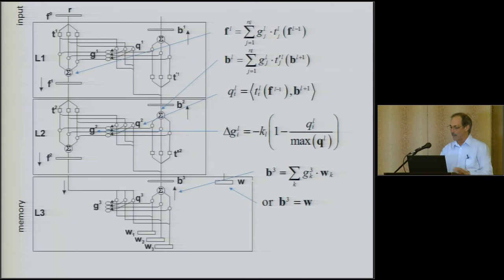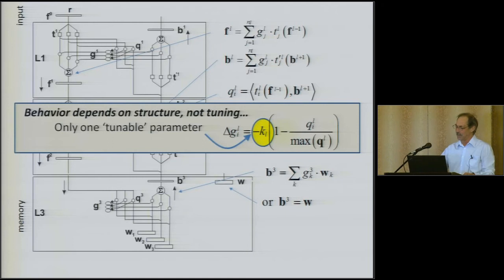So this is all of the math. This is the whole thing. This is the whole algorithm. And what's important here is you'll notice that there is only one tunable parameter, which is the rate of the convergence. Everything else, all the behavior, is determined by the structure, the connectivity, but not by any kind of tuning. So from an engineering point of view, this is a vast simplification over a system that requires a tremendous amount of training. This is all analytically constructed.